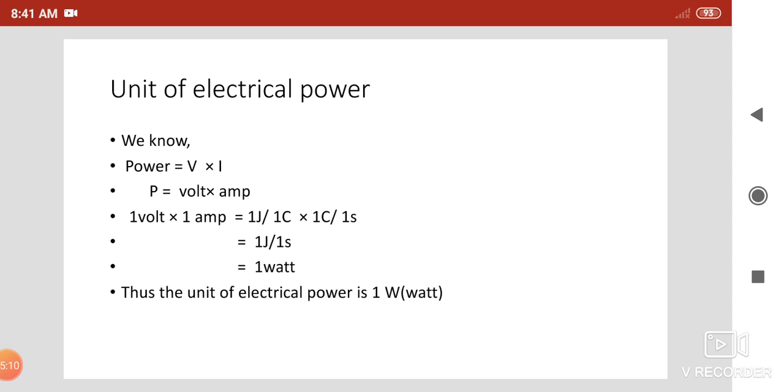Now let us discuss how to find the unit of electric power. We know power is equal to V multiplied by I, that is the voltage multiplied by the current.